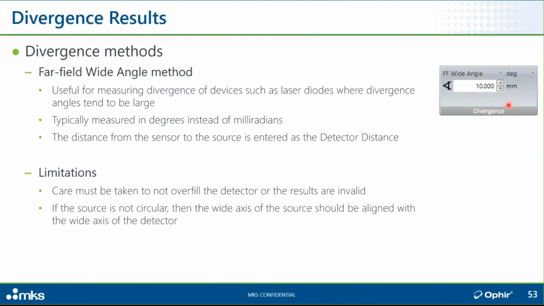Care needs to be taken to not overfill the detector, or the results are invalid. If you're not capturing all of the signal, then obviously it's not a valid measurement. So if a source is not circular, then the y-axis of that source should be aligned with the y-axis of the sensor.